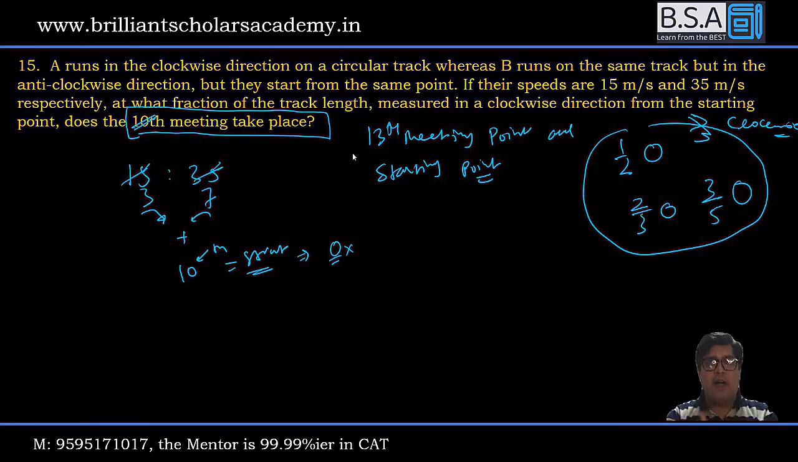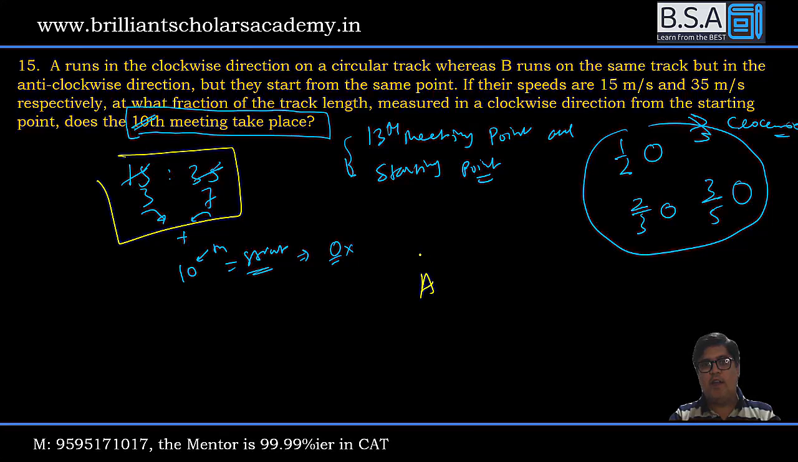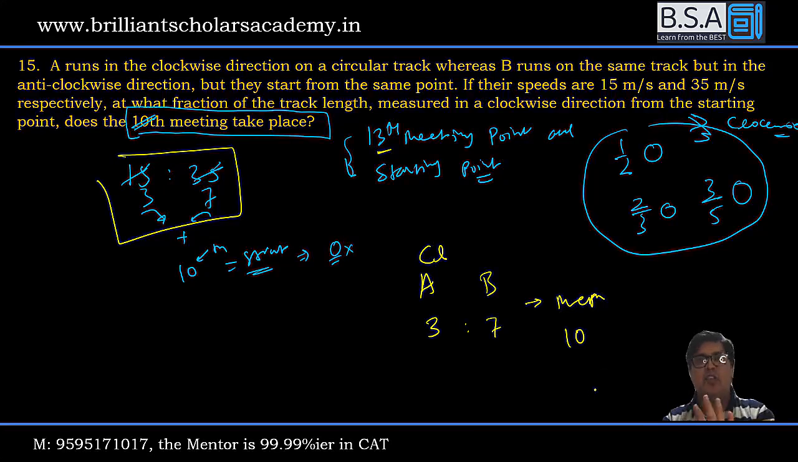Now, to answer this, you don't need a diagram. Learn these tricks. What this ratio means is A is the clockwise fellow. Focus on that. When A travels 3 loops, B travels 7 loops. How many meetings happen? 10 meetings happen. Can I say I want the 13th meeting? 13th meeting is like the third meeting. I can solve it for 13 also. Let me make it for 13.